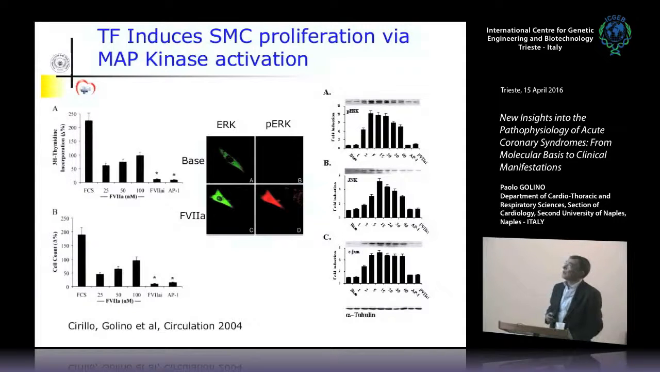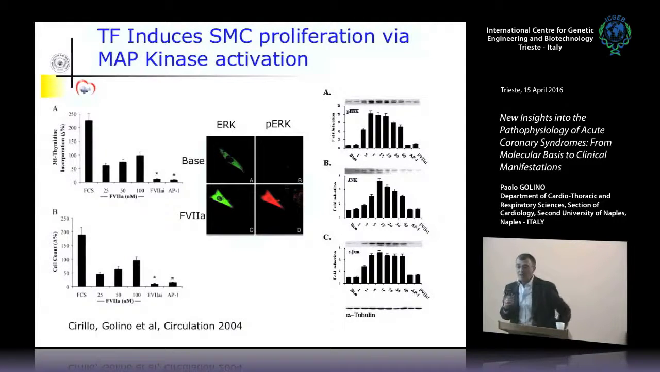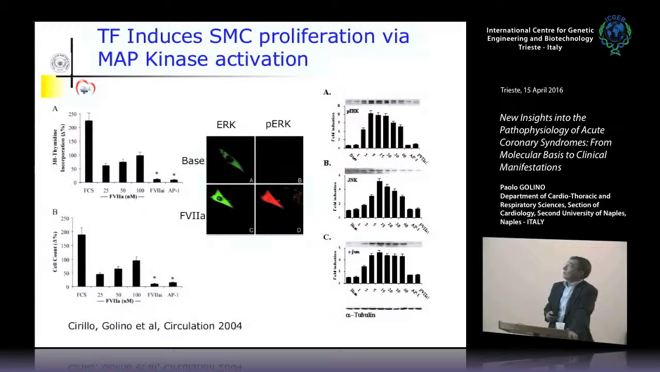about 12 years ago, in which he demonstrated that the binding of tissue factor with factor 7A induces smooth muscle cell proliferation in vitro, which is dose-dependent and can be inhibited almost completely by administration of AP1, again, the antibody against tissue factor, or by using a factor 7 which chemically was inactivated, so was devoid of its enzymatic activity. This proliferation is induced via activation of some MAP kinases like ERK, JNK, and c-Jun, and you can see that after stimulation with factor 7A, phosphorylated ERK gets activated within the smooth muscle cell.